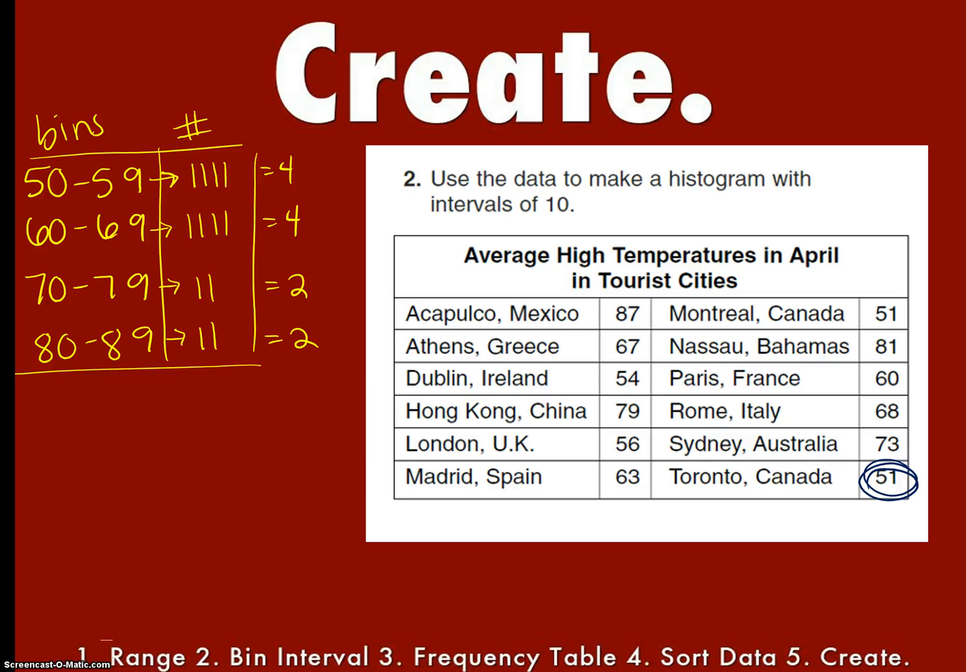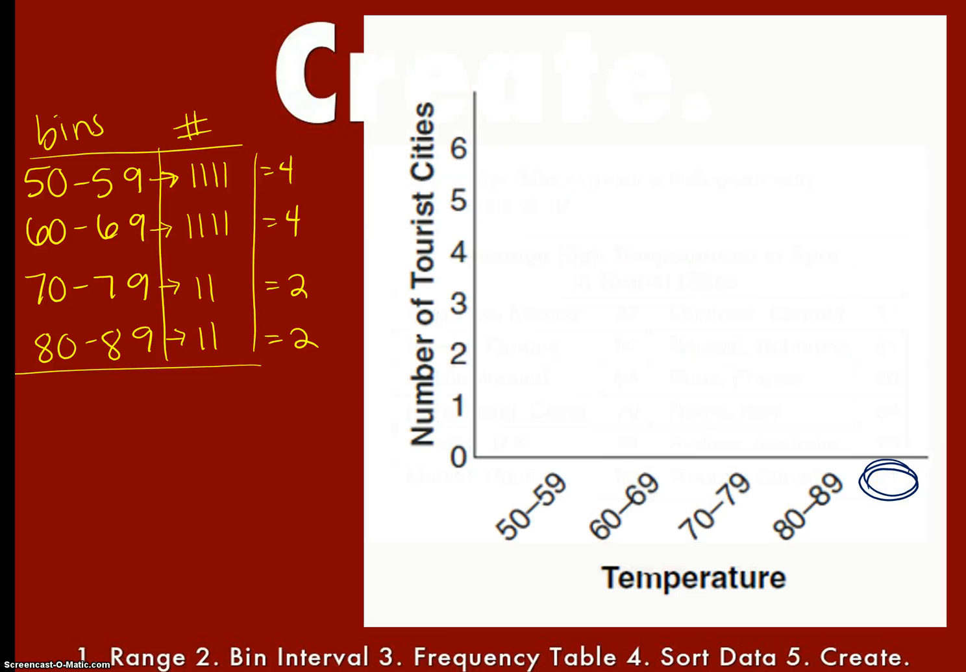So when I did my frequency table, I did it a little bit differently this time. I started with my bins, and I went horizontally instead. But then when you go to creating your frequency table, the bins are already on there for you this time. You just have to create the frequency.